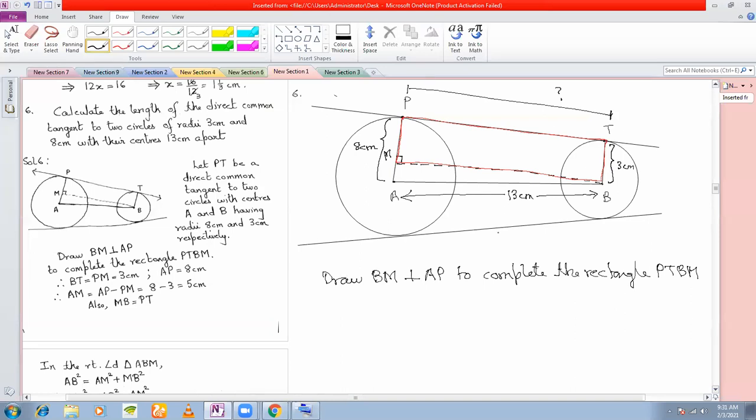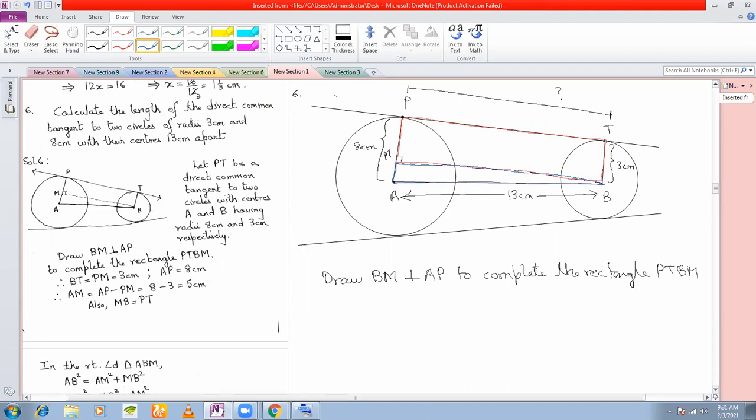Okay. Now, once we have completed this rectangle, this is a very, very standard method of finding out the length. There's another method which I have given you. That is actually a better method of finding out the length of the direct common tangent. From that method, you can also find out the length of the transverse common tangent.